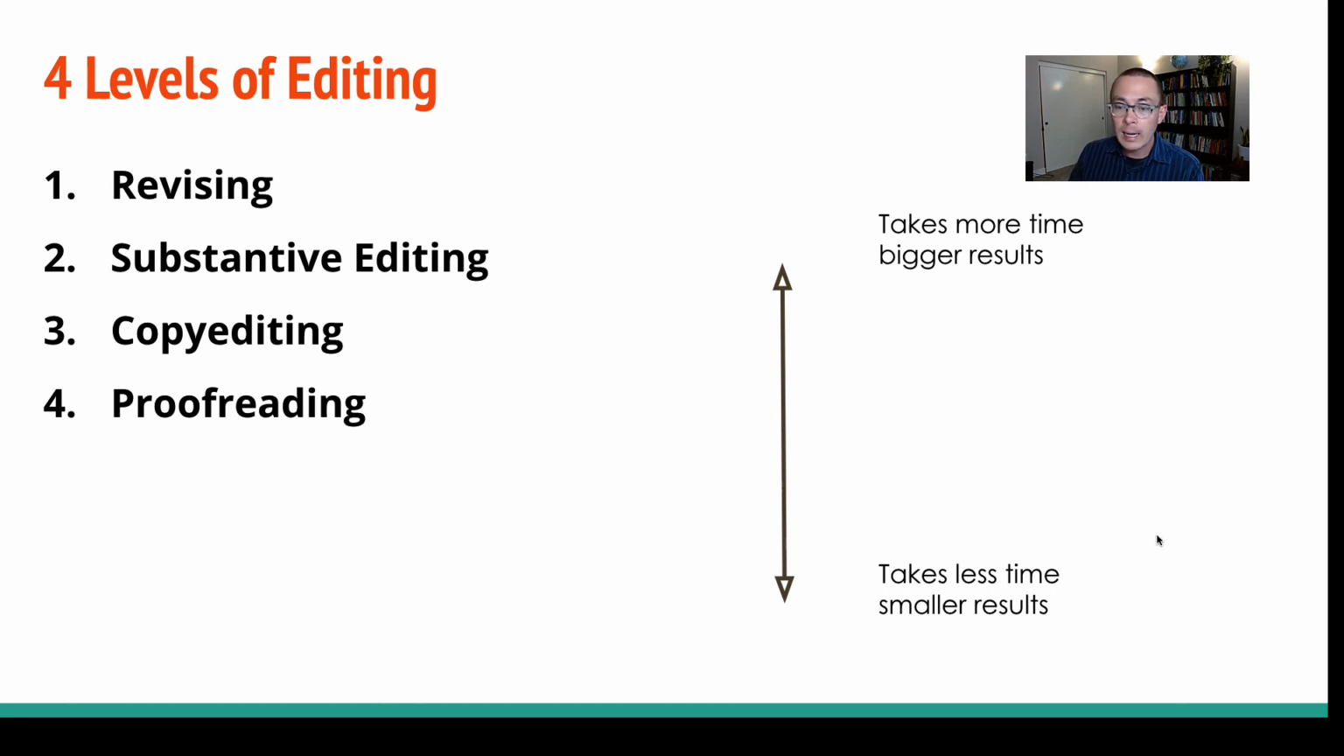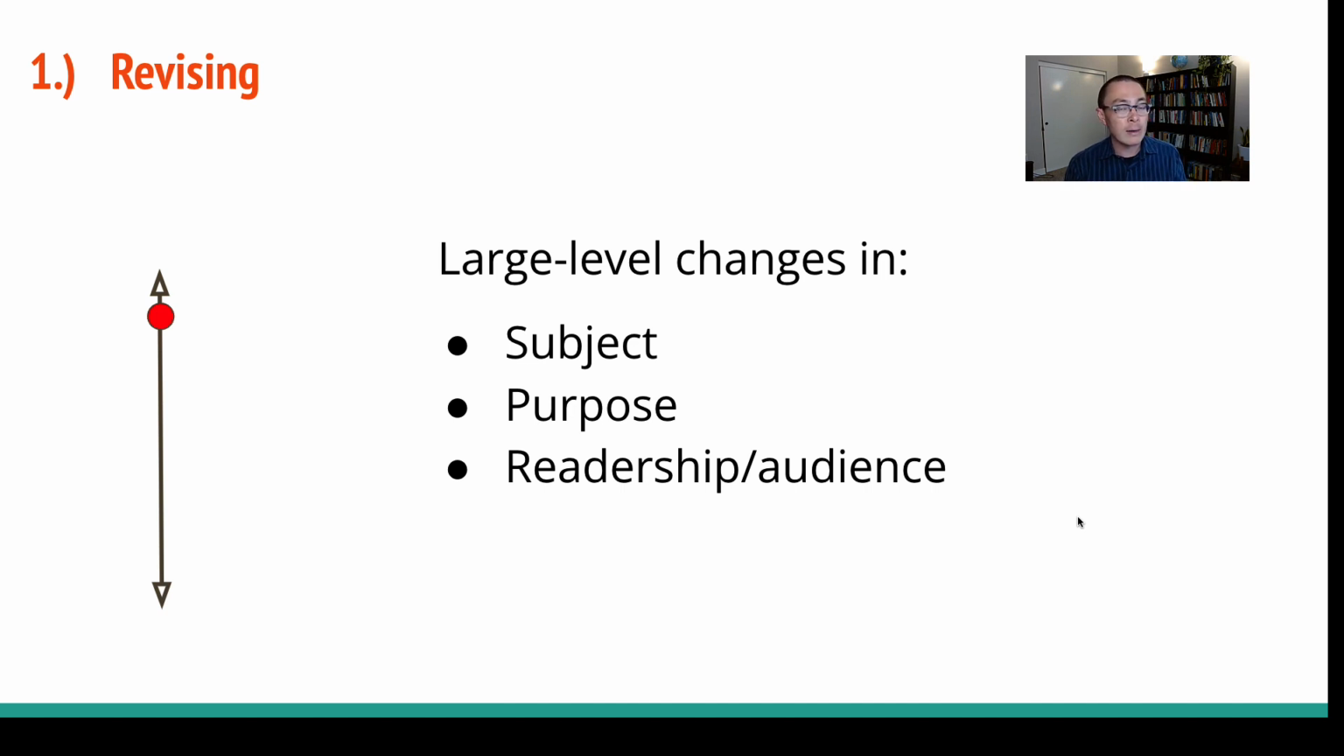And over here on this side, I like to say some of these are going to take more time. If you have the time to do the ones that take more time, they will have a bigger payoff. But the smaller ones like proofreading can be valuable as well. They take a little bit less time. So in brief, these 4 levels, if we start with the one that involves the most work, it's going to be revising. These are when you're really changing things up.